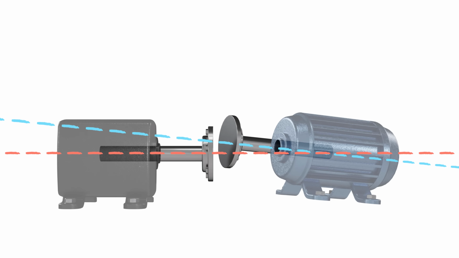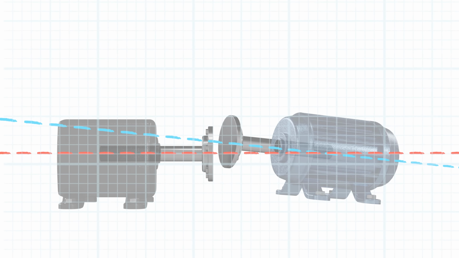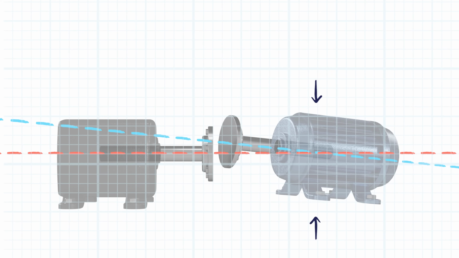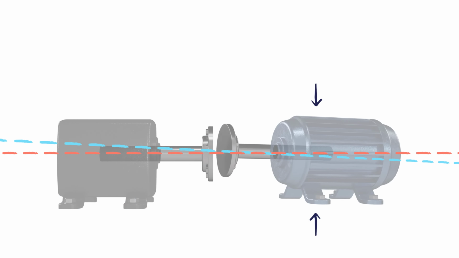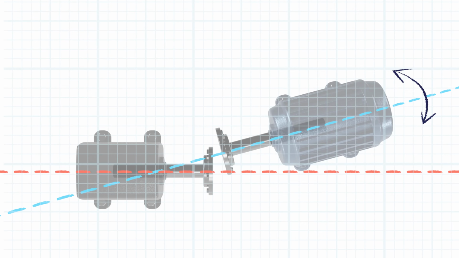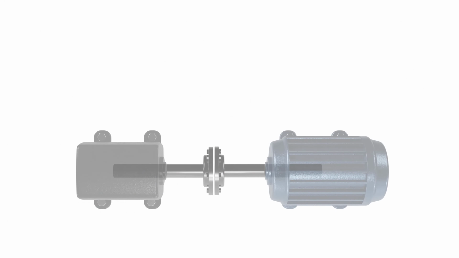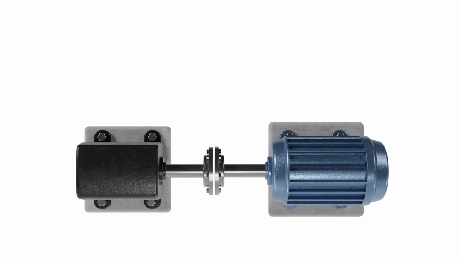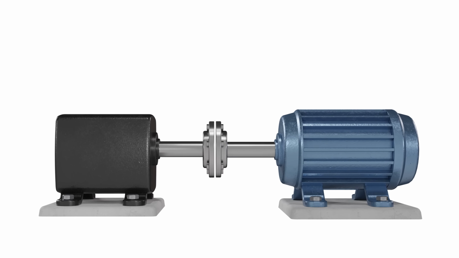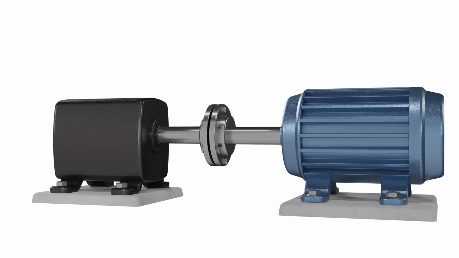Fortunately, we are able to adjust the relative position of the two shafts in these 2 dimensions. We can raise or lower the movable machine in the vertical plane, and we can move it side to side in the horizontal plane. If we get the shafts aligned in these 2 dimensions, or planes, they will then be in tolerance and close to collinear.